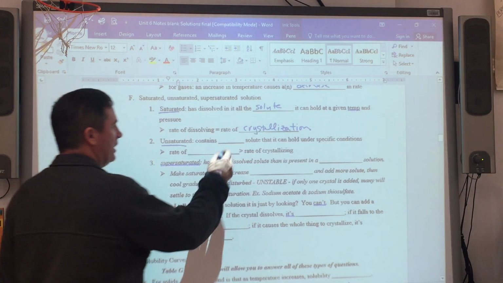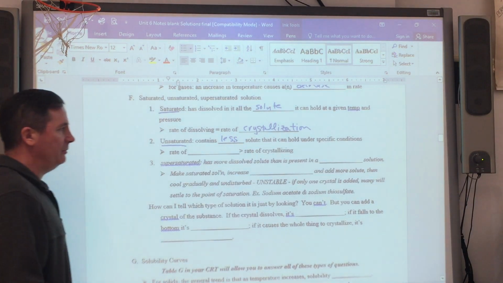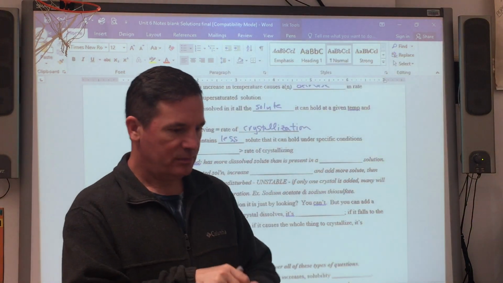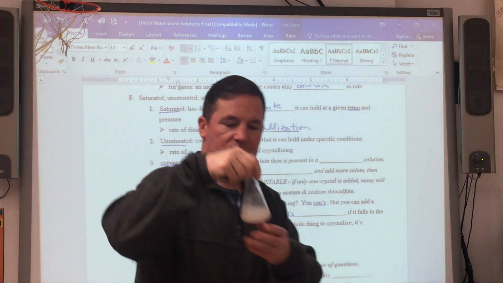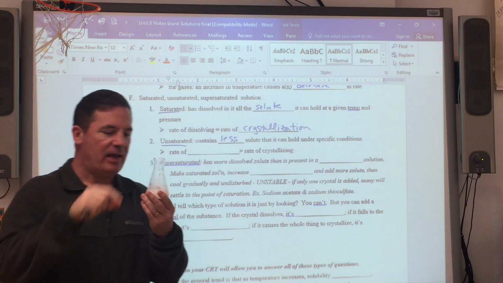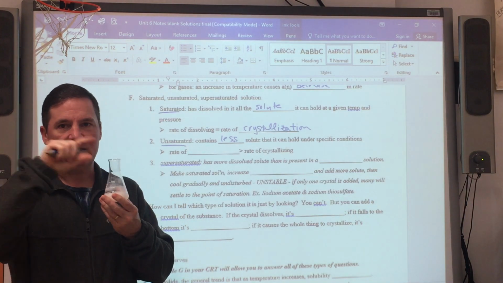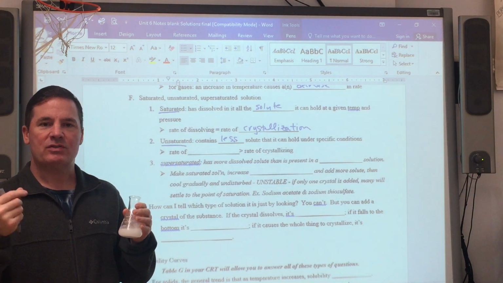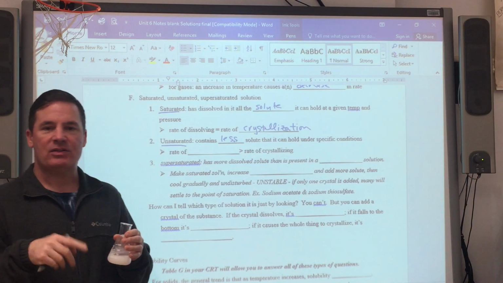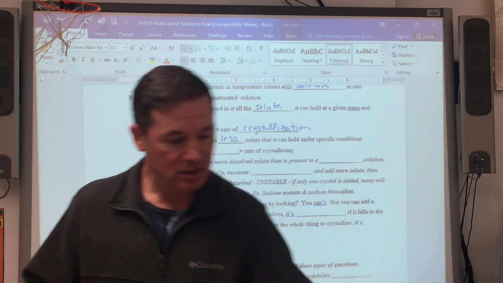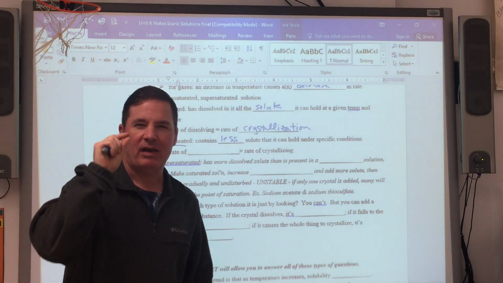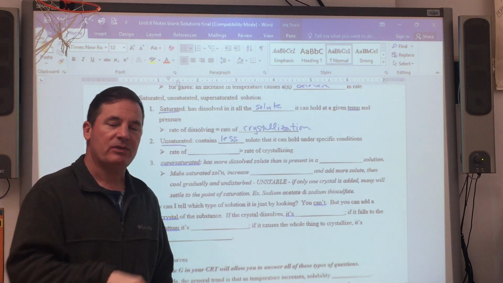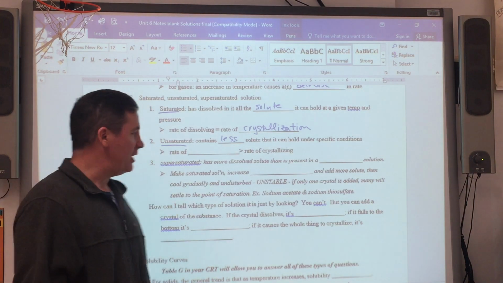If it's unsaturated, it contains less solute than it can hold. Now, how can I figure that out? Well, I could start with some water and add salt and keep adding to the point where I end up with salt on the bottom. Once it's reached the bottom, that means it can't dissolve anymore and it's got crystals. So at that point, where I can see it at all, that means it is saturated. But up until that point, it is unsaturated. So I can figure out my saturation point.